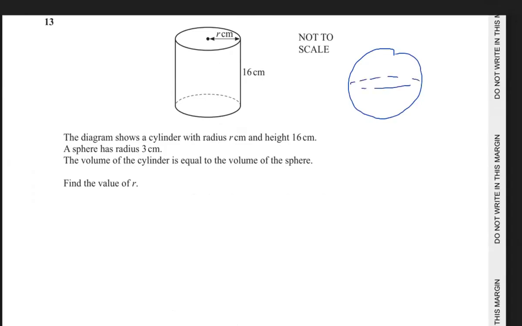Okay, I have a sphere. The radius is 3 cm. They have the same volume, so basically, we just form two equations and equate them. And just like that, you get 4 marks. Okay, so volume of the cylinder is pi r squared times height. This is also in your formula sheet. The volume of a sphere is 4/3 pi r cubed.